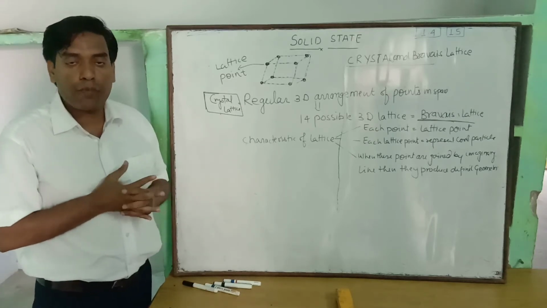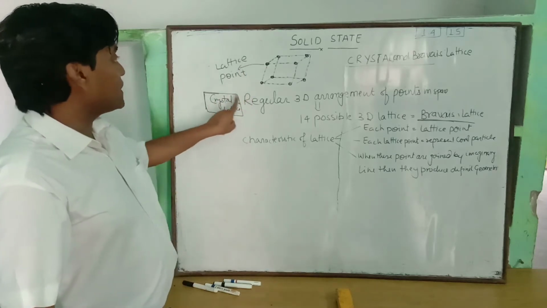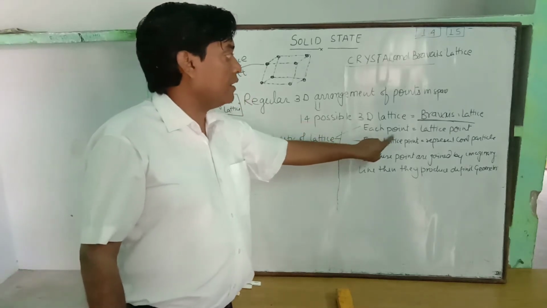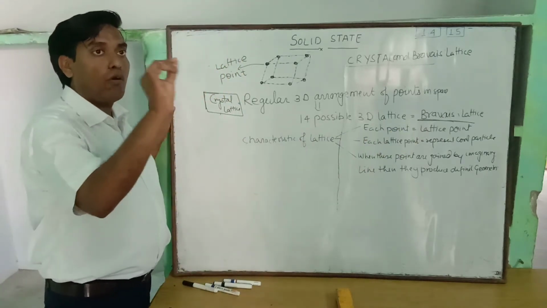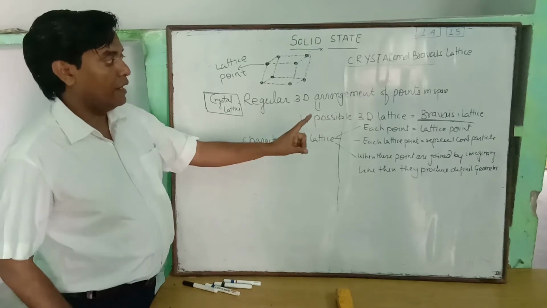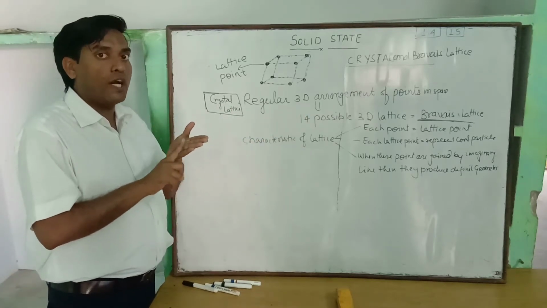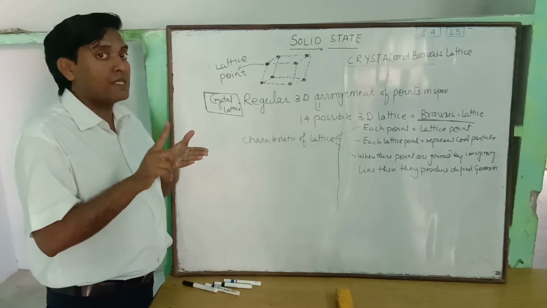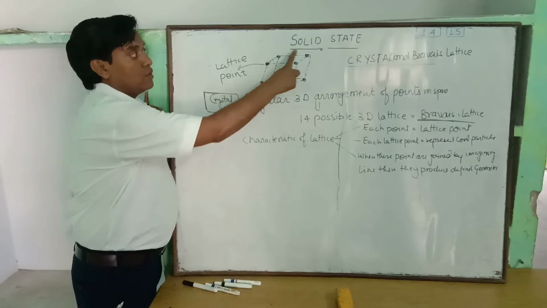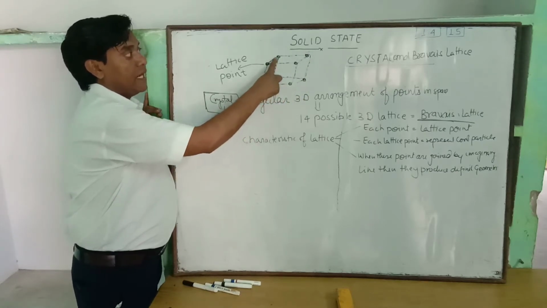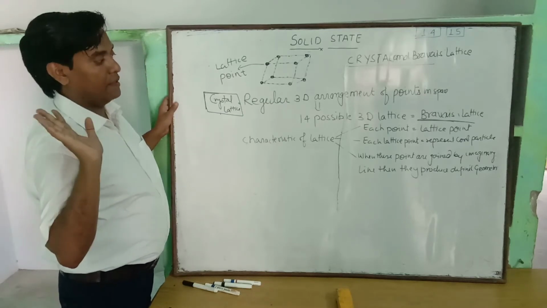When we observe the crystal lattice, it gives us certain information about the crystal. What information is conveyed by the lattice points? First, in a crystal lattice, each point represents a lattice point. Second, these lattice points represent the presence of a constituent particle. It means if in this unit cell there are 8 points, there are 8 constituent particles.